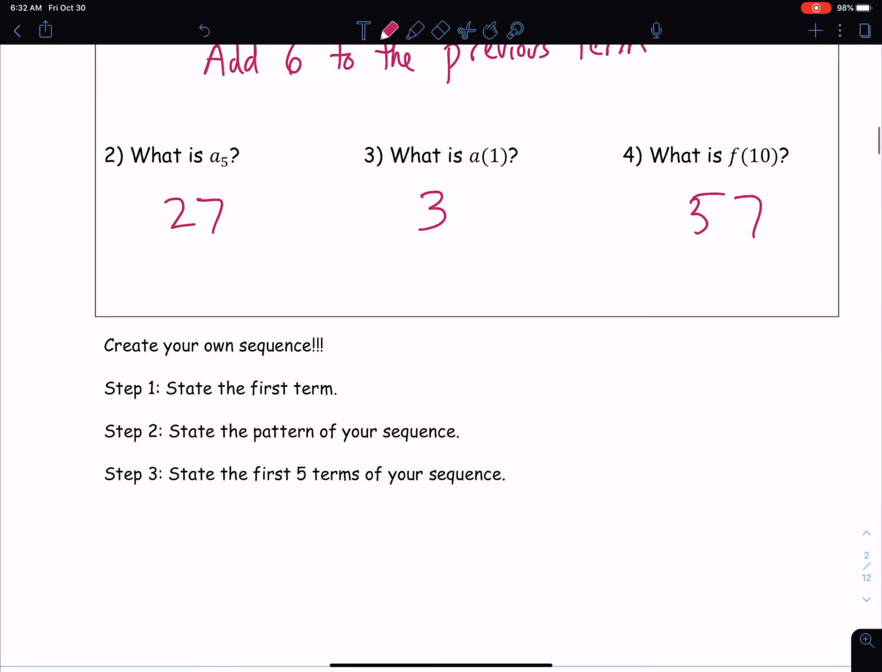I just want you guys to pause the video and create a sequence of your own. So state the first step, which is state the first term. Second step, state the pattern of your sequence. And third step, state the first 5 terms of your sequence. And play it once you're done.